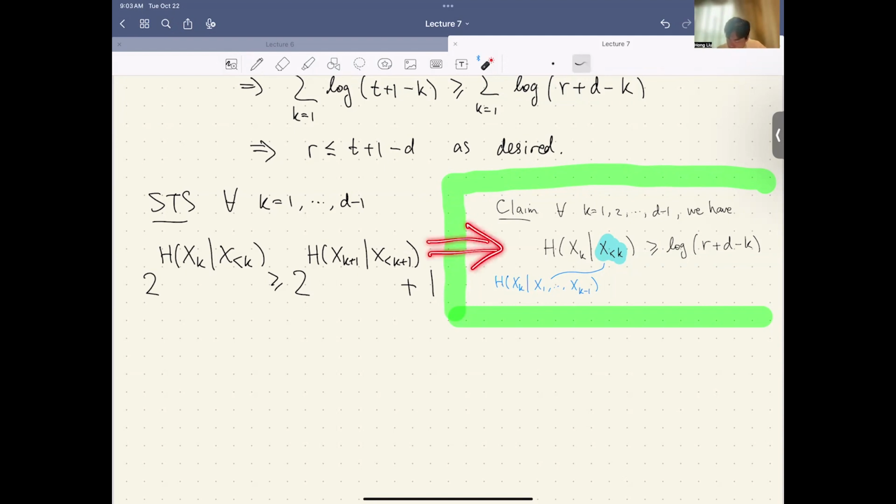This to this is just calculation. I will skip it, all right? This is by taking telescoping sum.